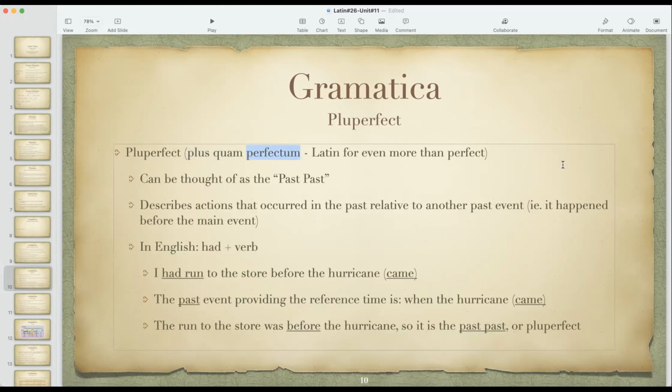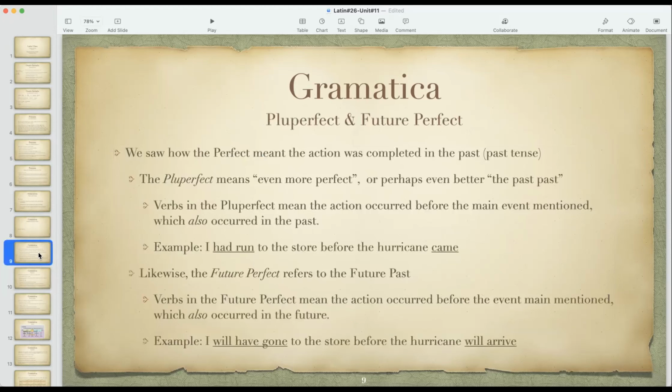On the previous slide, you say before the hurricane will arrive. Is there a difference between will arrive or before the hurricane arrives? No. Okay.